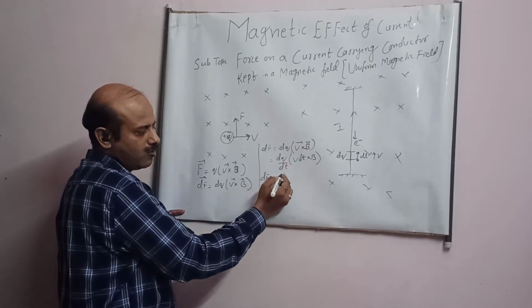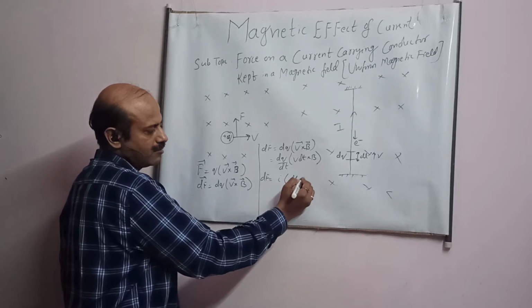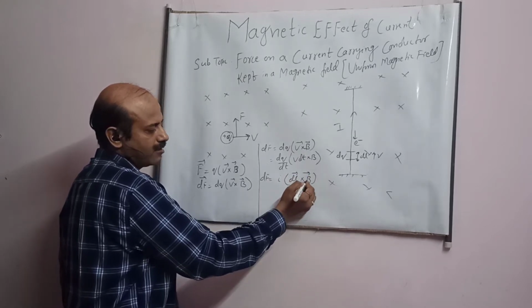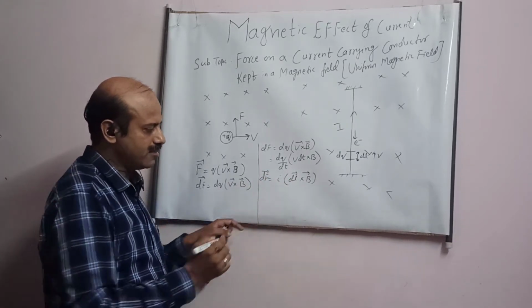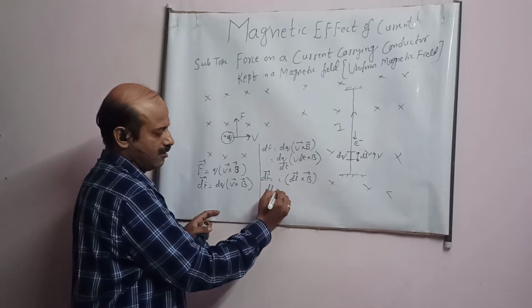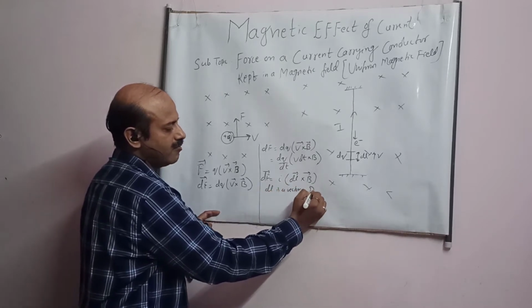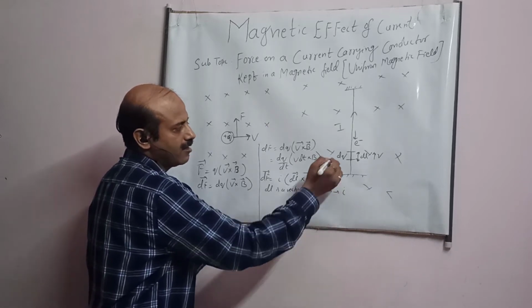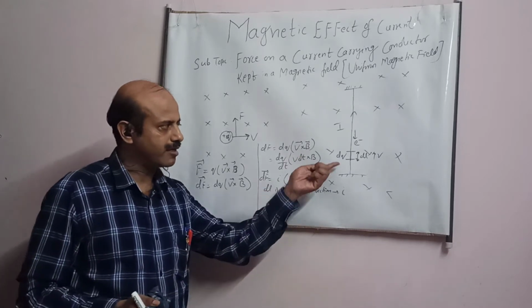Now, student, what is dq by dt? It is current. Velocity into time is length. So there is a small force which is acting. Again, student, it is a vector product. dl is a vector, and its direction will be along the direction of I, current. Direction will be along the direction of current.